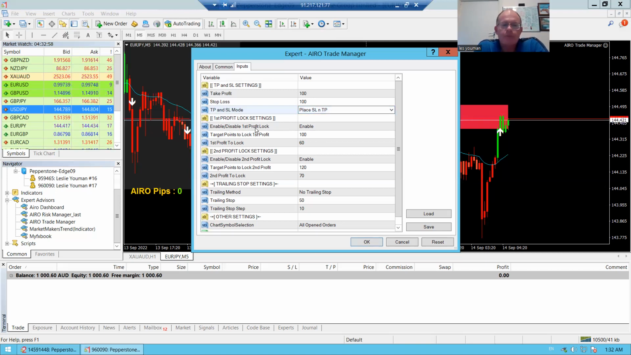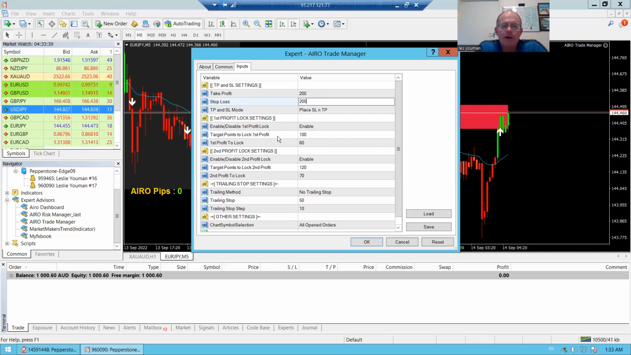Now, we've got 2 different profit locks, which I have both enabled. I'm going to change these to 200s, only so that I can show you how the profit locks work. So this one's enabled. And so what we're going to do is, our take profit is at 200 points. So if it gets to 200 points, it's going to close the trade in profit. With the first profit lock, say the stop loss is at 200 also.